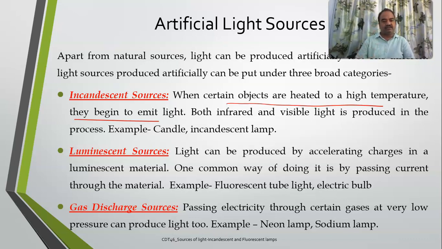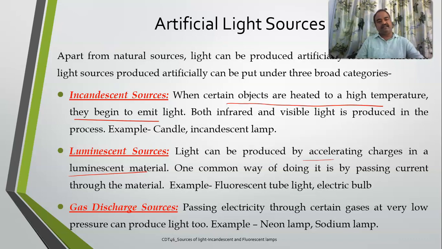And next is a fluorescent source, where light is produced by accelerating charges on a luminescent material. Which means that some charges are forced such that they hit a luminescent surface. When they hit the surface, you will see brightness or some sort of luminescence. The simple example you can see is your fluorescent tube lights and fluorescent bulbs. All these come under luminescent sources. Some charges are forced to hit a luminous or phosphorus surface, and then you experience light.